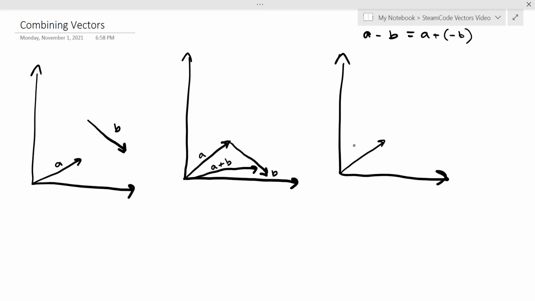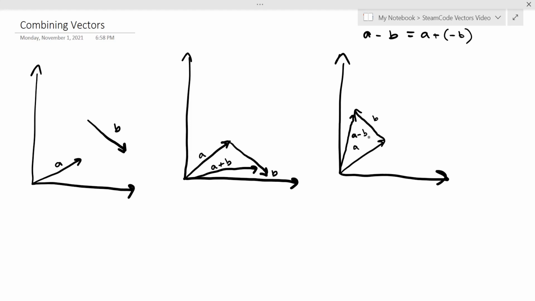Now we have A, and then we also have B. Imagine B is going in the opposite direction now. Then the vector that connects those 2 points is now the final vector, A minus B.